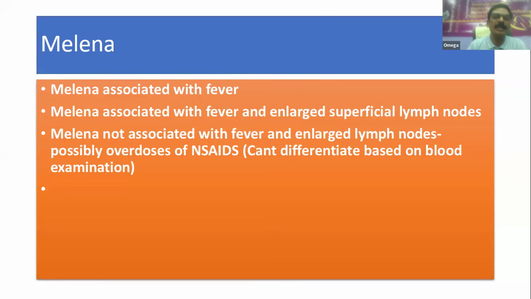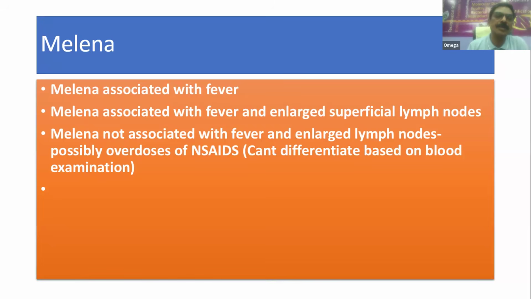Melena. Now, melena is the black discoloration of the stools, the fecal samples. Melena associated with fever is suspected for hemoprotozoa, because in the case of Theileria, there is formation of ulcerations in the abomasum of the animals, and that leads to melena. Melena associated with fever and enlarged superficial lymph nodes is 100% suspected for Theileria. Melena not associated with fever and enlargement of lymph nodes: there are chances of overdoses of non-steroidal anti-inflammatory drugs. So it can't be differentiated based on blood examination.